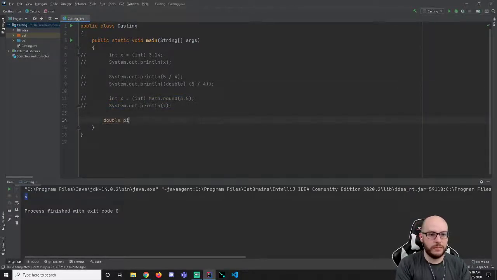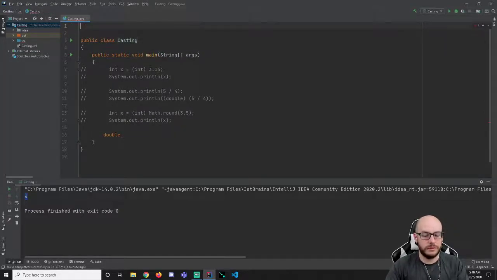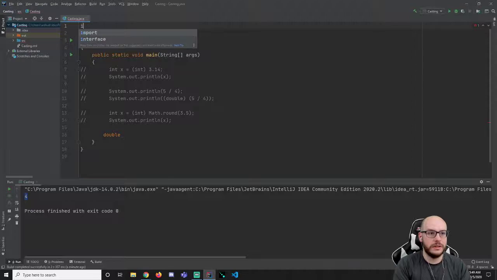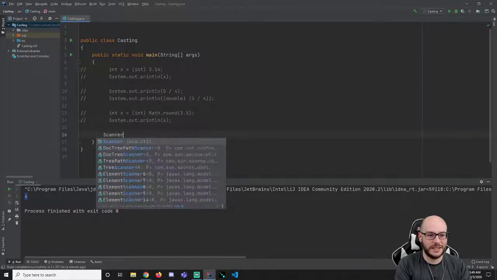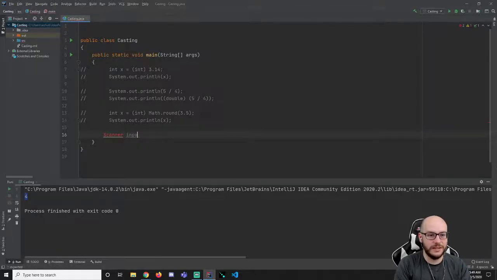So if I have our double, why don't we bring in Scanner for this? So we can play with some numbers here. I'm going to not do that. Instead, I'm going to skip to my second step, which is creating my Scanner. I can hover over this, hit Alt-Enter, and it'll import Scanner for me.